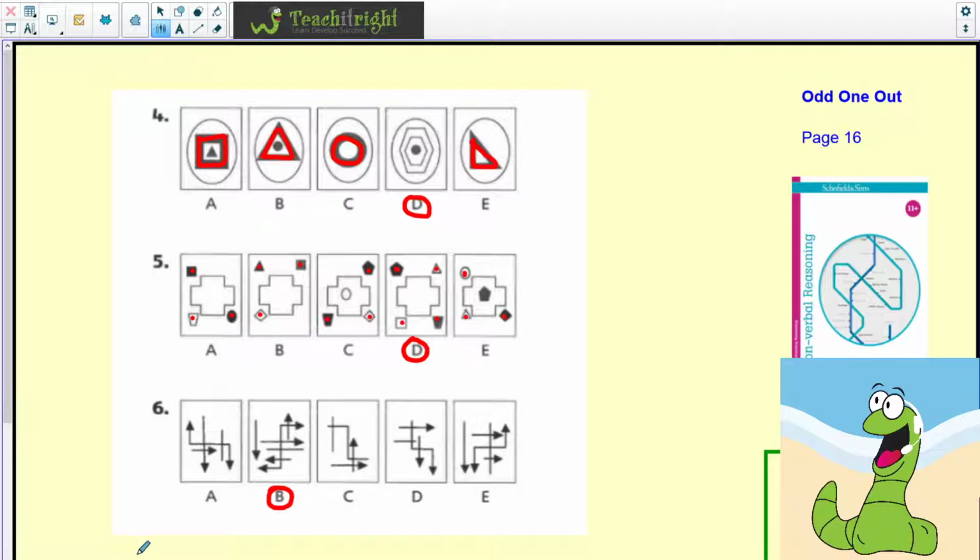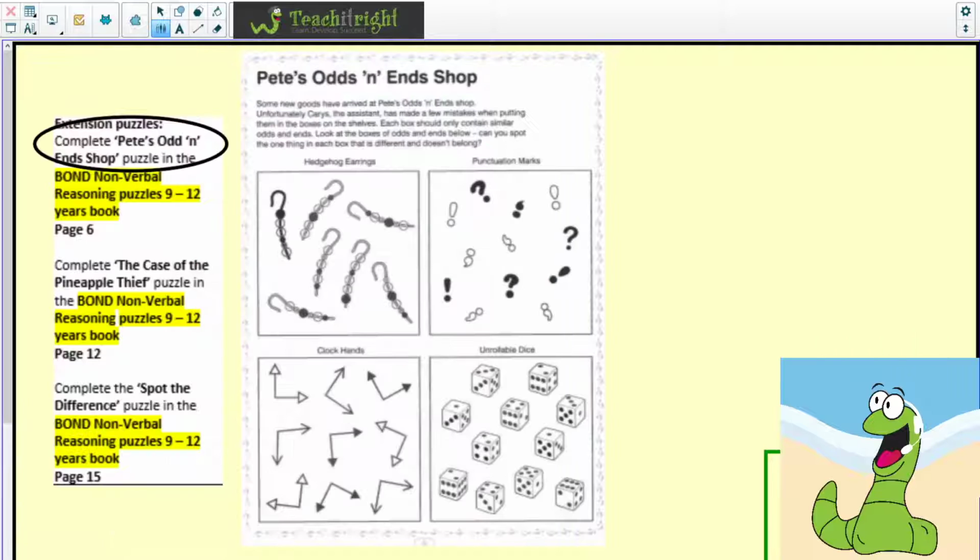So that's the answer to number 6. So that's the end of the odd one out questions. And now let's go and have a look at your puzzle sheets. These puzzle sheets are in the Bond non-verbal puzzle sheets. And what we've got here is a couple of puzzles that we'd love you to have a go at. These are called Pete's Odds and Ends shops.